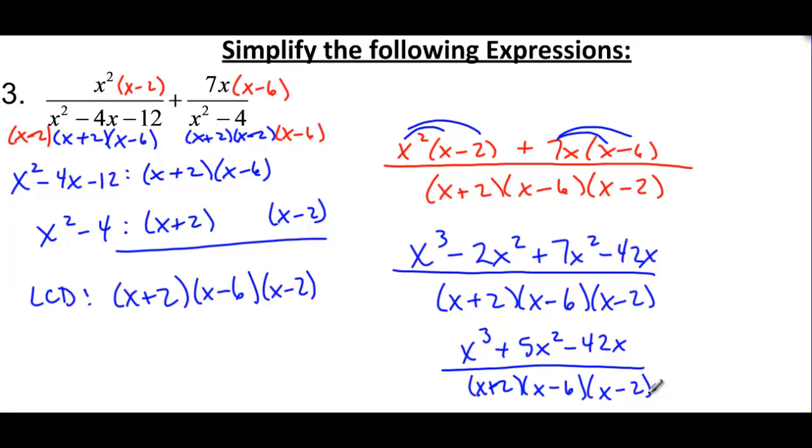Now if you notice, I can factor an x in the numerator. But if I factor an x out and have x times this trinomial, x squared plus 5x minus 42, the x can't reduce with anything in the denominator. So typically, we always leave the denominator factored, and the numerator we can factor if it's going to simplify. But since nothing's going to factor out or simplify out, we can just leave your answer like this.